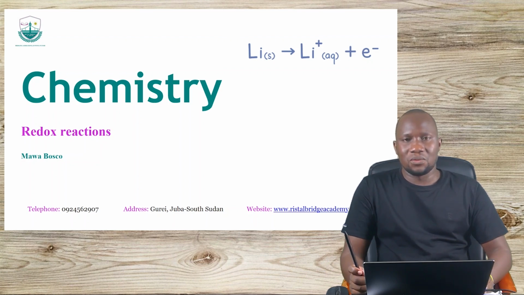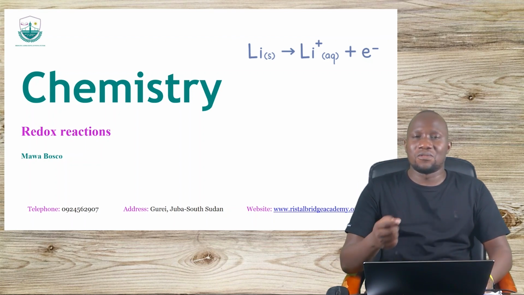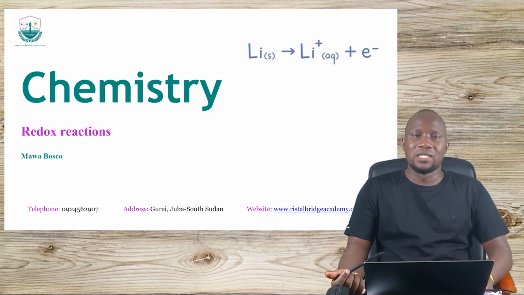And in this case, we are interested in redox reactions because of three things. And those three things are very paramount in chemistry. The three things relate to electrons, oxygen, and then hydrogen. These three things are actually very, very important because throughout your study of chemistry, we shall be referring to them a lot.